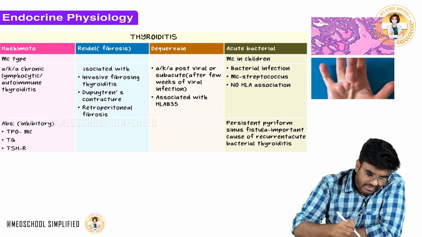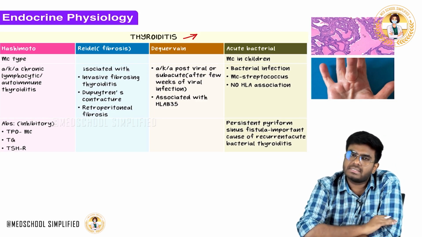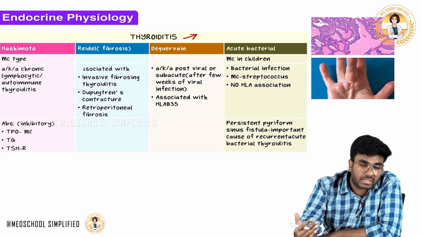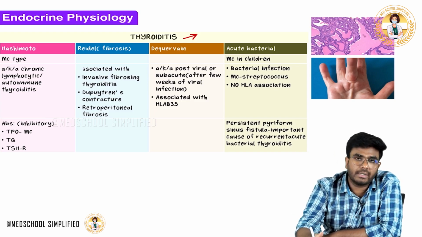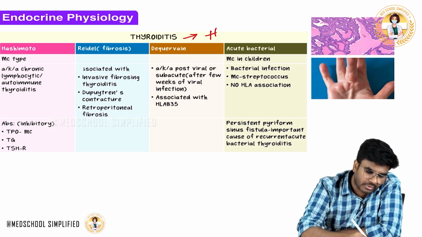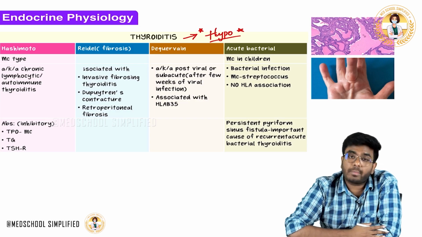If someone asks you about thyroiditis, will it cause hyperthyroidism or hypothyroidism? The causes of thyroiditis might be different. For example, there are viral thyroiditis, fibrosing thyroiditis, bacterial thyroiditis, autoimmune thyroiditis. Different types of thyroiditis are there. Causes might be different, but at the end of the day, they will cause hypothyroidism. This is the important point. Thyroiditis results in hypothyroidism.